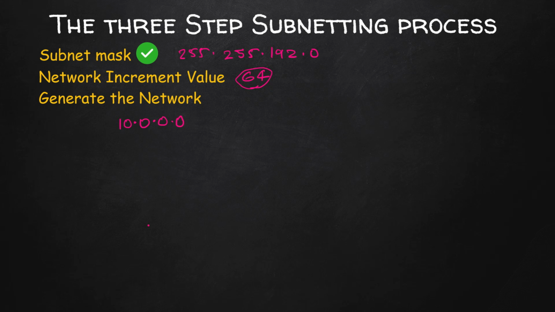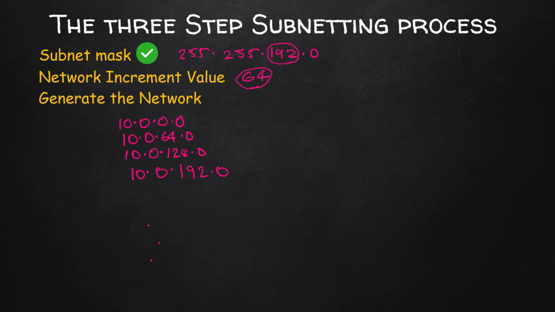And where to add the 64? If you look at the subnet mask, you can see the least network point, this octet. Here we need to add the increment value. So let's add the 64 and generate the network. The next network will be 10.0. This is the third octet. 0 plus 64 is 64.0. Then 10.0.64 plus 64 is 128.0. Then the next network is 10.0.128 plus 64, 192.0. So what we got here is the starting IP address of each network.